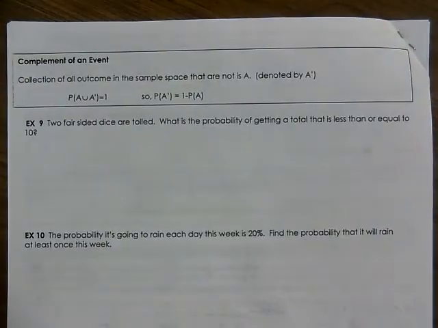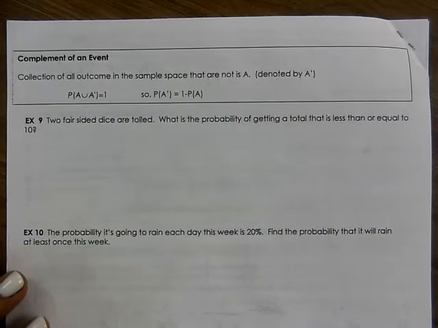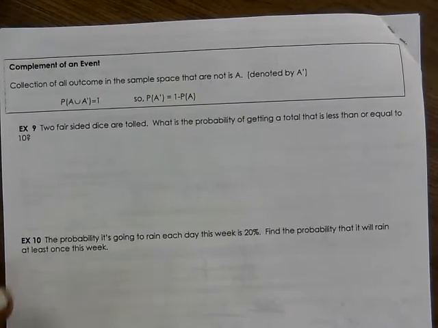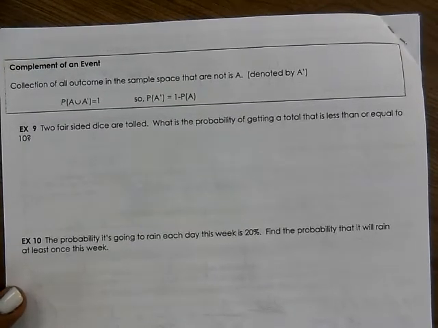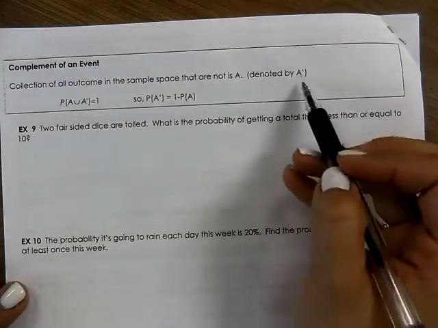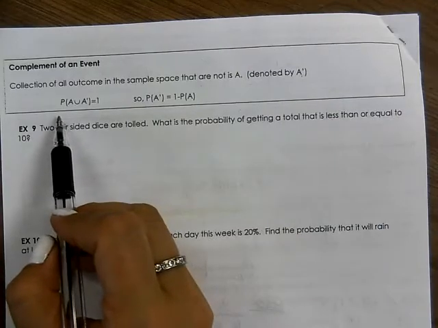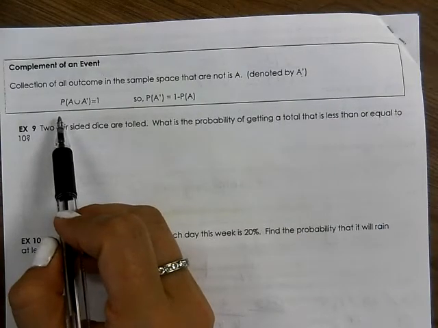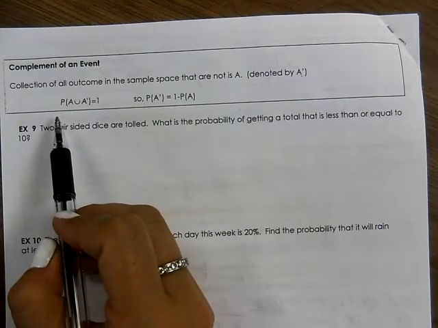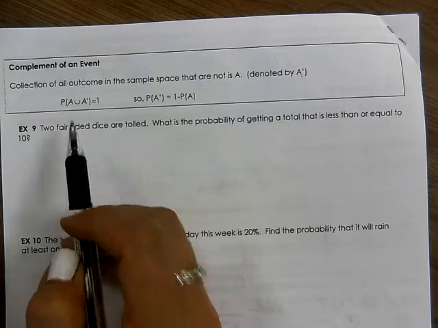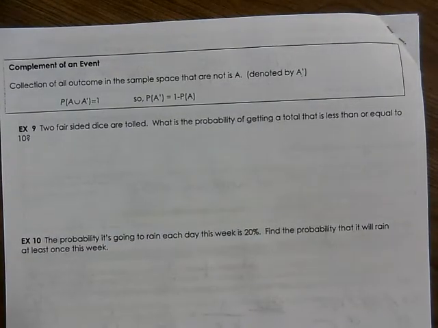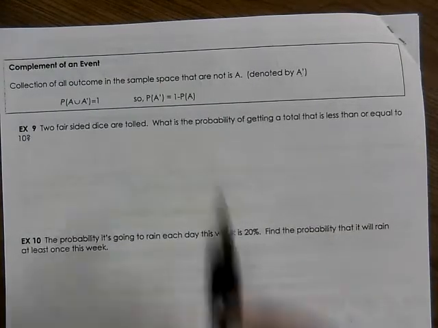All right, last topic. The complement of an event. The collection of all outcomes in the sample space that are not in A. It's denoted by A prime. So when you see this, this means not A. So when you have the probability of A and not A, shouldn't they add up to 1? Because you're talking about all of the possible scenarios. Either this happens or it doesn't happen. Okay, so those all add up to 1.